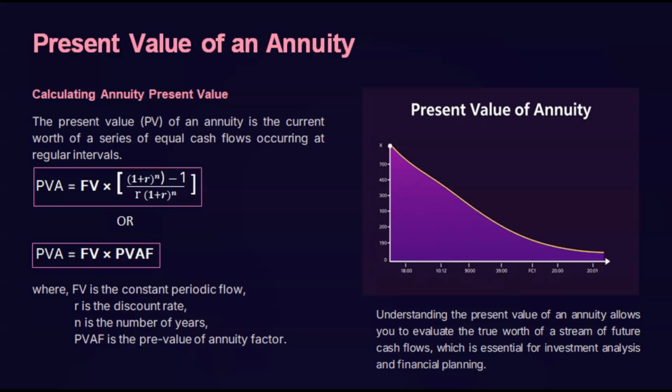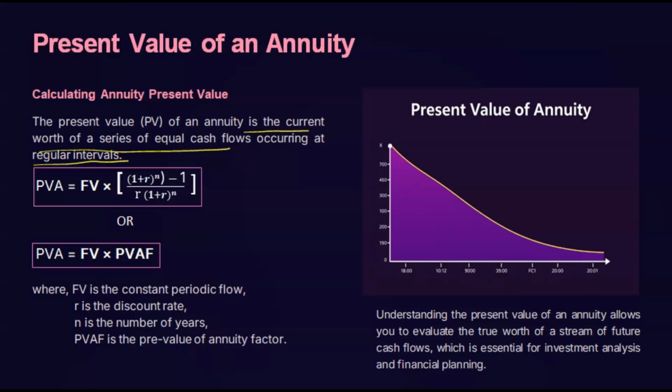So we are going to find out present value of annuity, the amount which is going to be received in the future or which is going to be paid in the future. Altogether, what is its present value? What is its today's value, that we are going to find out. So basically it is the current worth of a series of equal cash flows occurring at regular intervals.